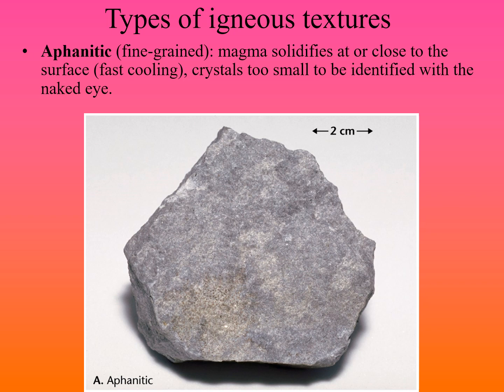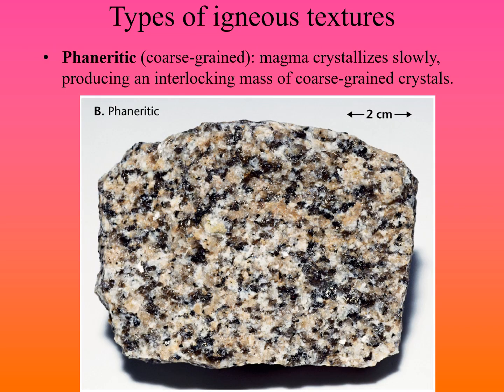So aphanitic is fine-grained. Again, it's magma that solidifies at or close to the surface, so fast cooling. And the crystals are too small to be identified with the naked eye. Then we have phaneritic, or porphyritic in some cases if they're really big. And that's coarse-grained, so that's magma that crystallized slowly, producing an interlocking mass of coarse-grained minerals like this granite here.